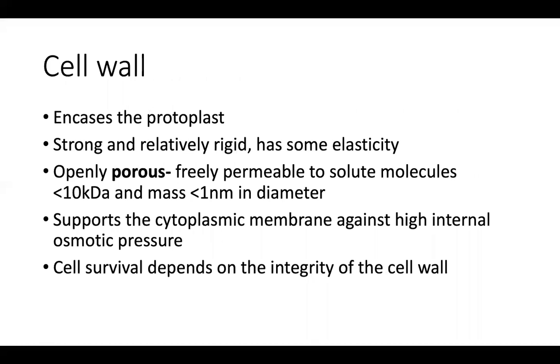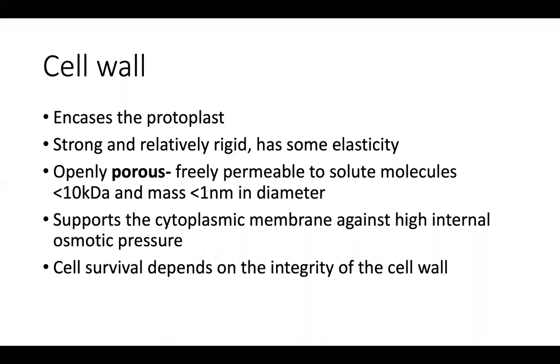Then we have the cell wall. The bacterial cell wall is very important and helps us to be able to divide bacteria into either gram-positive or gram-negative bacteria. Not all bacteria have cell walls. There's a special genus of bacteria referred to as Mycoplasma, which do not have a cell wall. So the cell wall encases the protoplast. The protoplast is whatever is enclosed by the cytoplasmic membrane. It's strong and relatively rigid, but also has some elasticity to give the bacteria its shape.